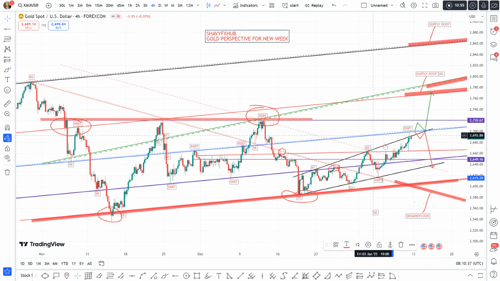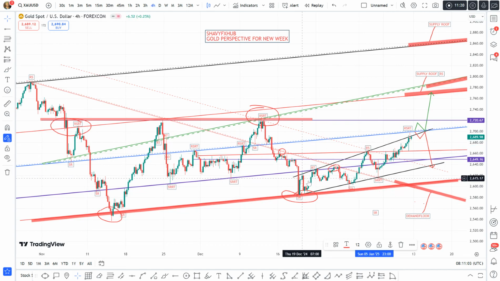It tapped into a higher supply zone in the zone of 2,700, 2,697, and the market barely escaped closing above the supply roof. If the market closed above the supply roof, the coming week would have opened a continuous buy. But right now, patience has to be applied to allow New York session come, we want to see if this closes below this roof.